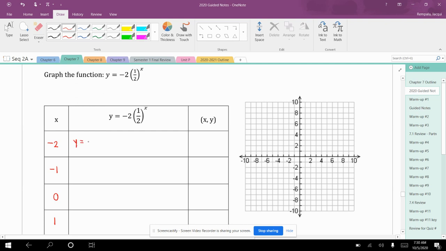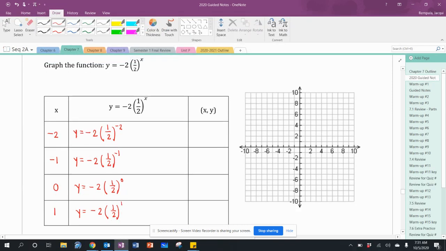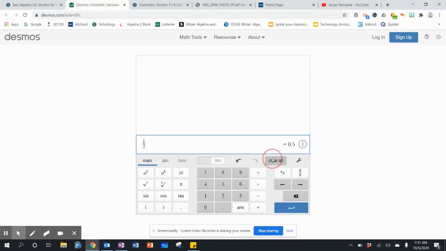So we will have y equals -2, then in parentheses 1/2 to the -2nd power. We'll have y equals -2 and then 1/2 raised to the -1st power. We'll have y equals -2 and then 1/2 raised to the 0 power, and y equals -2 and then 1/2 raised to the 1st power. All right, once again, I'm going to use my calculator and show you how we would type this in.